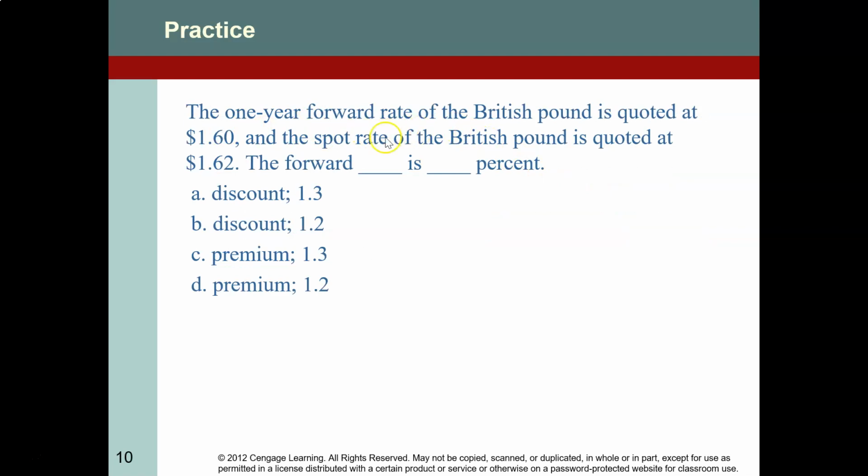The 1-year forward rate of the British pound is quoted at $1.6, and the spot rate of the British pound is quoted at $1.62. The forward... okay, so please pause the video and work on the question on your own. Give yourself a few minutes, try to work on this, and resume the video when you are ready to look at the answer.